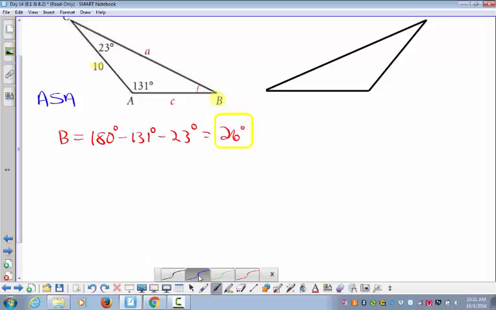All right, which side do you want to solve for first? Doesn't matter. C. So we'll do C over the sine of the angle opposite side C. And the angle opposite side C is angle C, which is 23 degrees. And then for our pair that we're going to use, we have to put side on top, and then angle down below. So we get that.